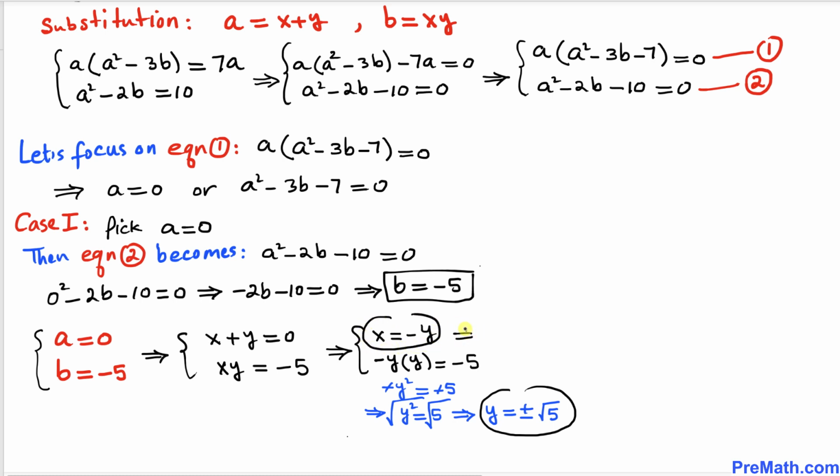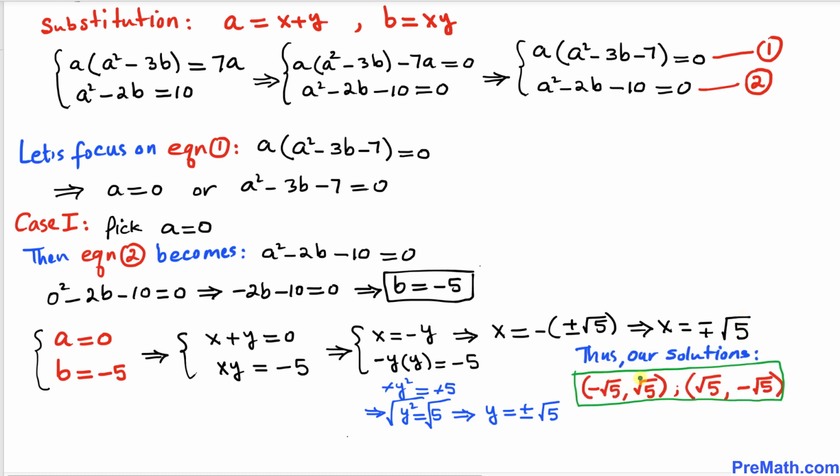So this simply becomes x equal to positive or negative square root of 5, and that gives us x equal to negative and then positive. The sign switches over, so that becomes negative or positive square root of 5. Thus, as a result, we got these two solutions for case number 1. Our first solution is negative square root of 5 comma square root of 5, and the other solution is square root of 5 comma negative square root of 5.